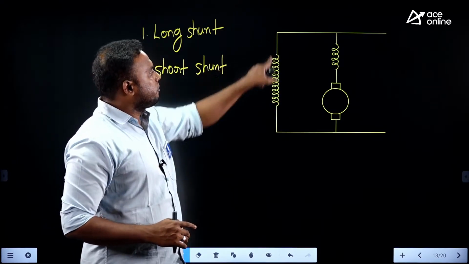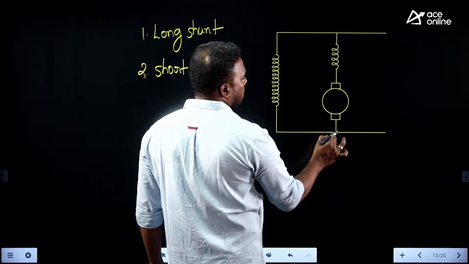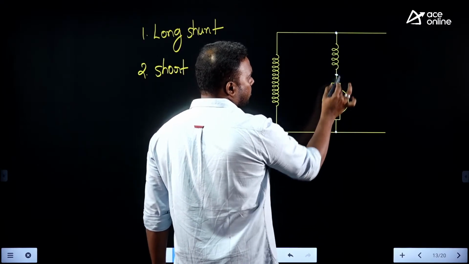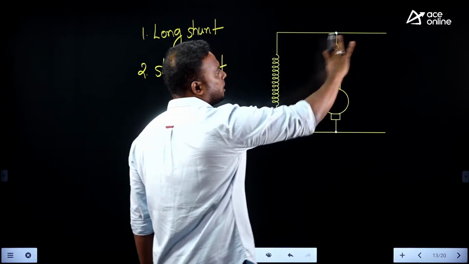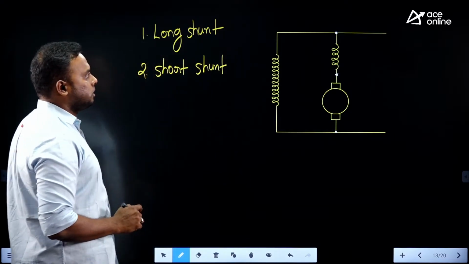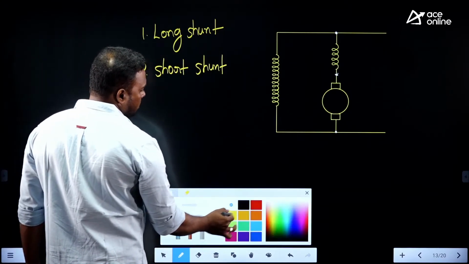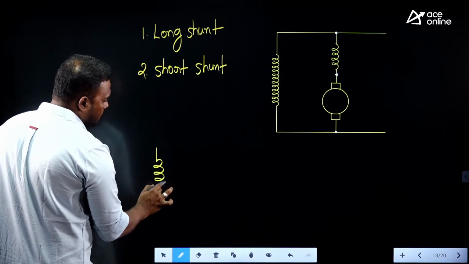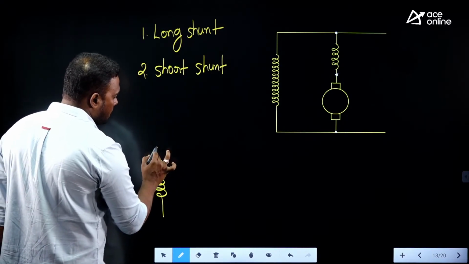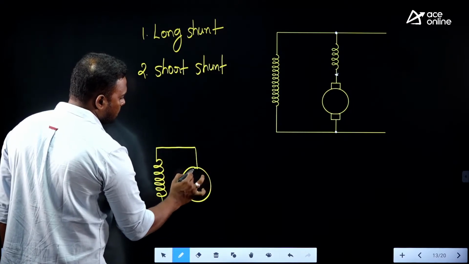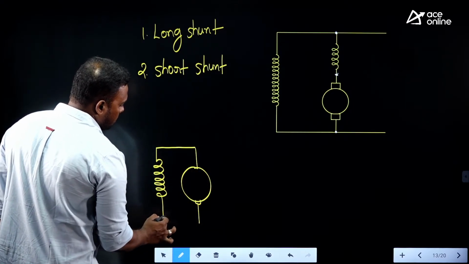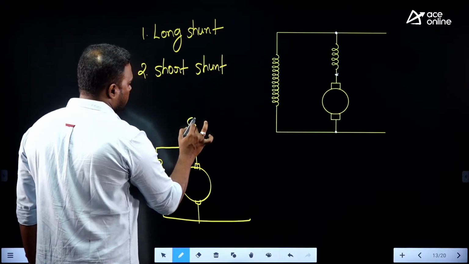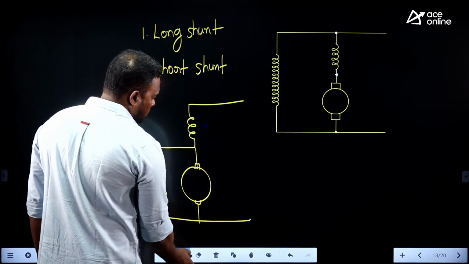If you connect the shunt field across both armature and series field winding, both are included in this. This is armature and this is series field, both included under shunt. This is called long shunt. Now what is short shunt is, like this will be there. In the short shunt, the shunt field is connected directly across armature only, like this. So this is short shunt.